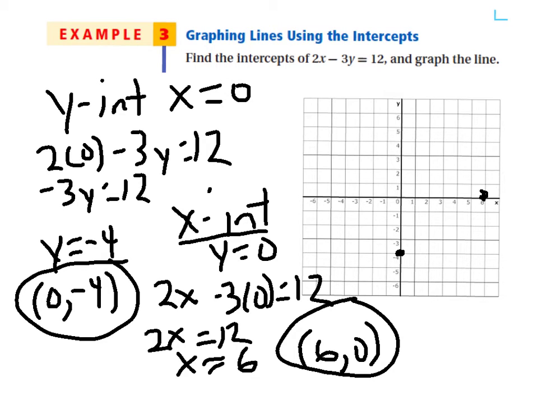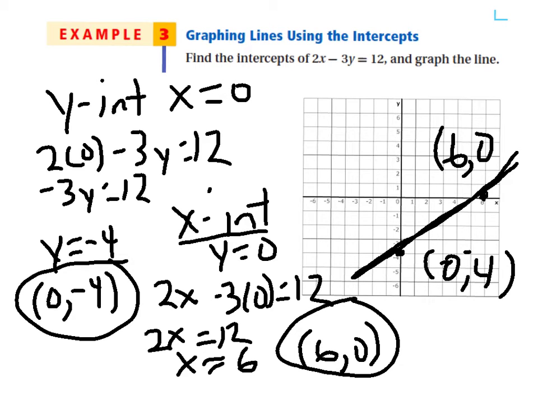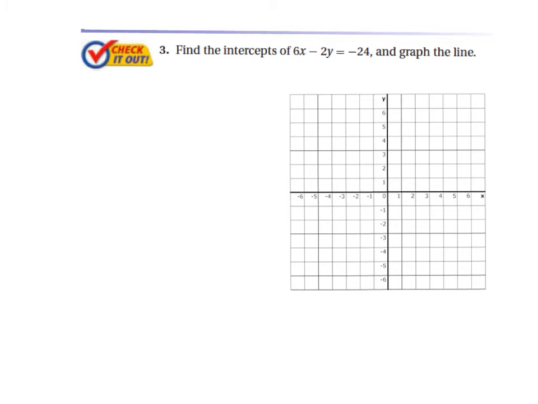And the last part of the problem says graph the line. So to graph this line, we simply connect the dots. So we draw a straight edge from the y-intercept to the x-intercept, and we have our graph. Remember, the y-intercept is at 0, negative 4, and our x-intercept is at 6, 0. And then that's the line between the two. Okay, so here's an example for you to try. Write it out on your paper, and then start the tape when you're ready to find the answer.